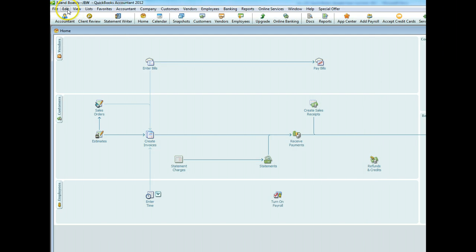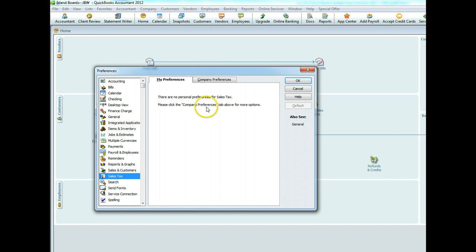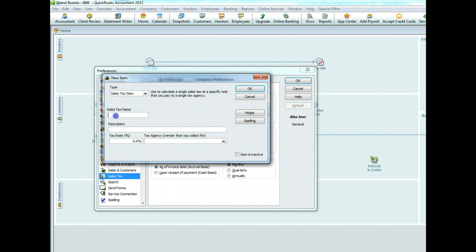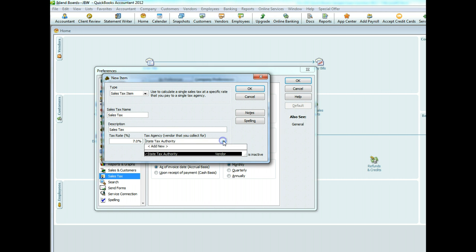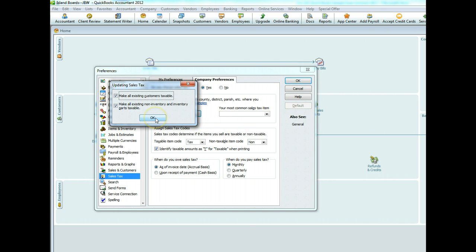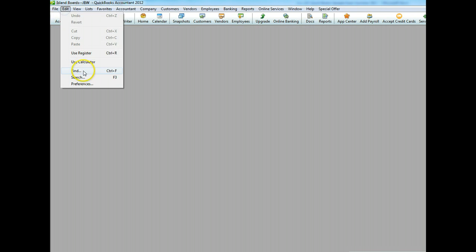stuff there. We'll go to Edit, Preferences, do the taxes first, Sales Tax. We will charge sales tax. We're going to add an item. I'm going to call it Sales Tax. It's going to be 7% and State Tax Authority. And we'll do a quick add here. So that's now in the list. Okay. And it will want to close on us. We'll hit OK to this. And then we'll come back.